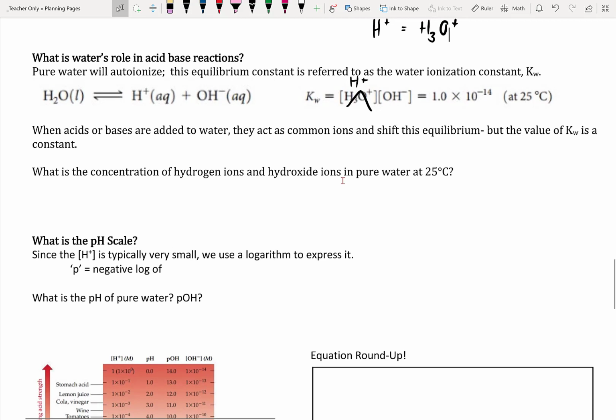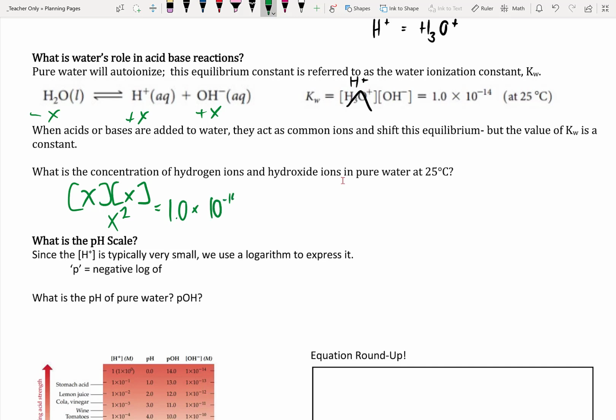Well, remember our rice tables? Guess what? They're going to be here a lot longer. If we have some change in X, this will be X, and this will be X. So we can set that up as X times X, or X squared, equals 1.0 times 10 to the negative 14, meaning that X, which is the concentration of H plus, and the concentration of OH minus, because it's a 1-to-1 ratio, is 1 times 10 to the negative 7 molar in a sample of pure water at 25 degrees Celsius.